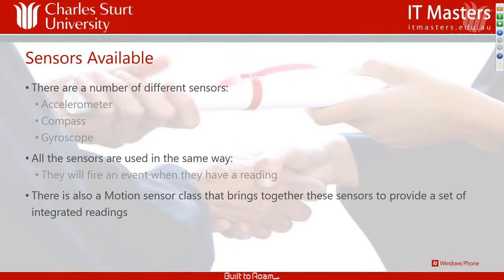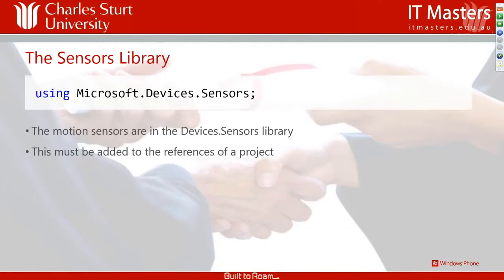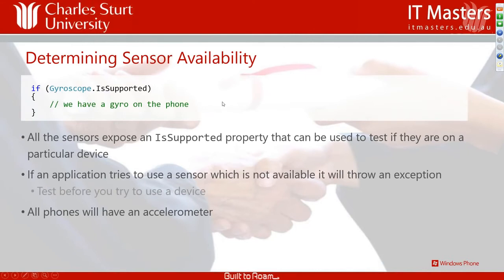In addition to that, we also have a motion class that brings these sensors together and makes it easier to interact with them. To work with sensors, we do need to import the sensors library into our project and into the library where we're going to be referencing this. For each of the sensors, we do need to query whether they're supported. For example, here we can query whether the gyroscope is supported. It's important that you do test before you make any assumptions on the availability of the sensors. A caveat to that is that the accelerometer will exist on all devices.